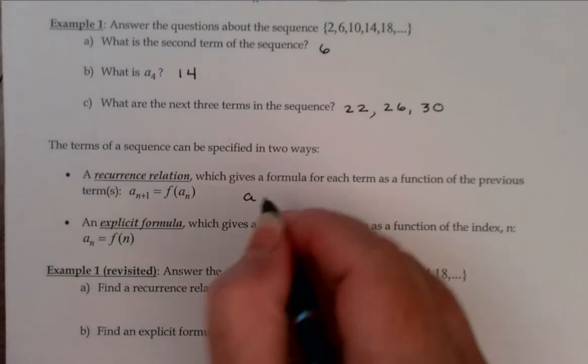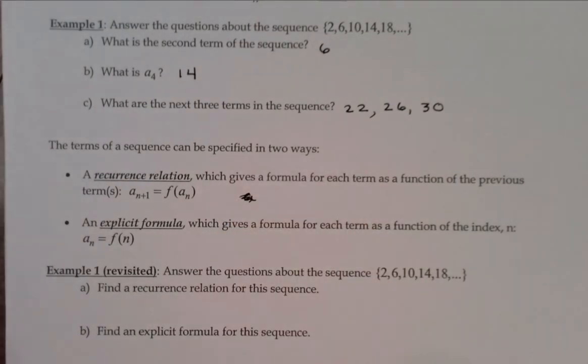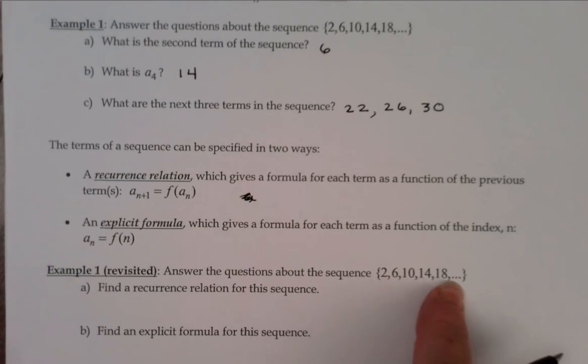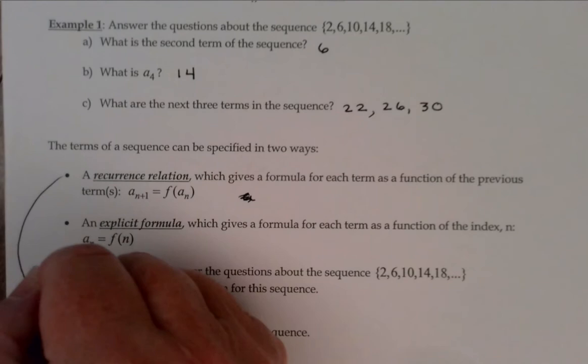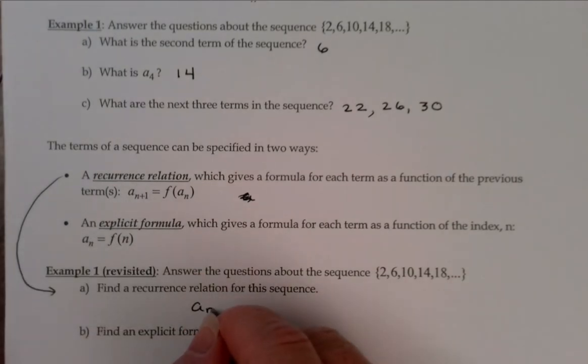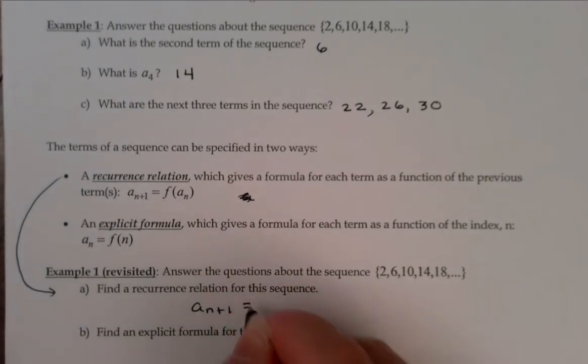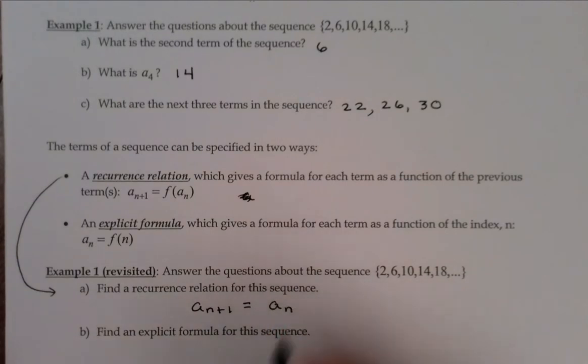In this case, we would have said, well, actually, we're going to do it down here. Sorry, let me do the other one first. If I wanted a recurrence relation for the sequence, adding 4 to get from one term to the next, what I would say is a sub n plus 1 is the previous term, a sub n, plus 4. So there's my recurrence relation for our sequence.